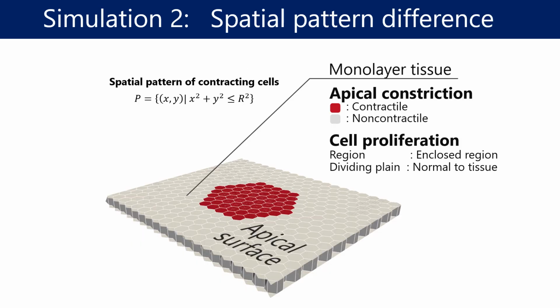Next, we show how the difference in spatial pattern changes the epithelium folding. We consider two spatial patterns. One is the circular disc, which is shown in the previous slide. In this case, the cell proliferation occurs inside the circle only. The other pattern is the circumference of the circle. Here we shall call it circular ring. Cell proliferation occurs in the enclosed region. The area of the cell proliferation is the same in both cases.